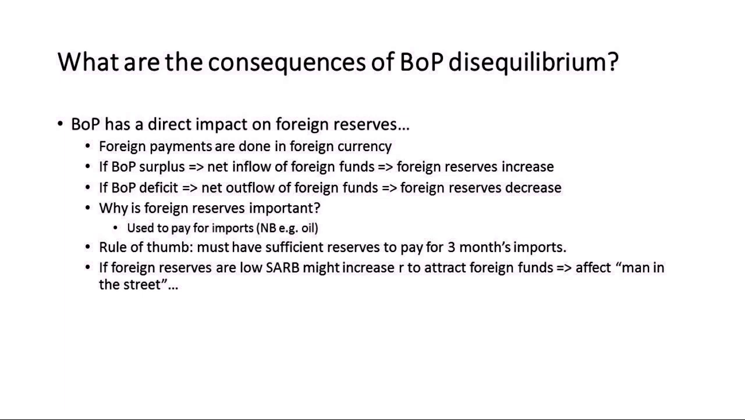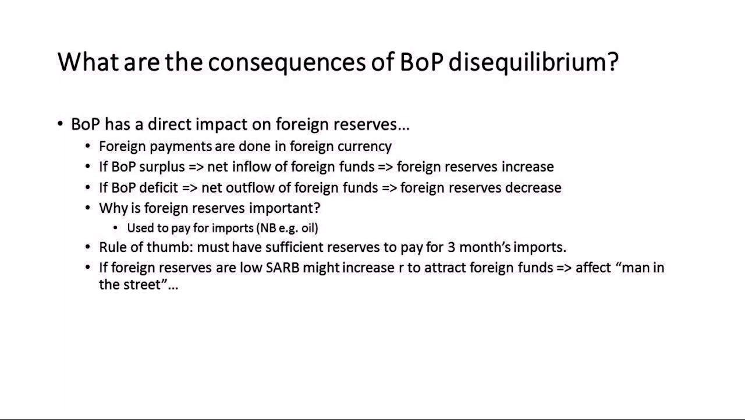It's important for a country to have a level of reserves available in order to pay for important imports, like oil. Now, the rule of thumb is that you need to have sufficient reserves to cover 3 months' worth of imports. If everything else stops and we're not able to earn any more foreign currency, we need to have a stash at the Reserve Bank that can pay for 3 months' imports.